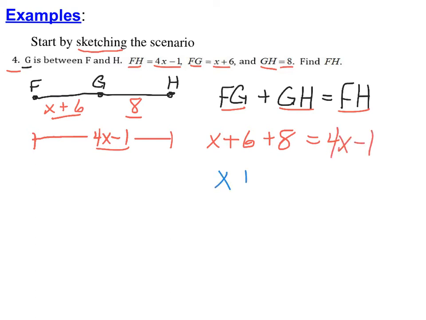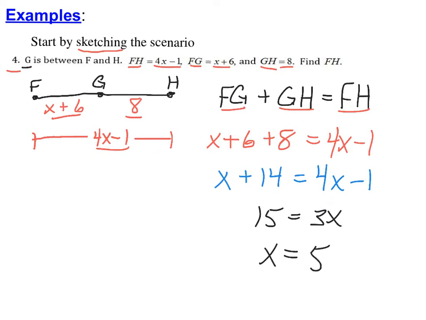Combine some like terms real quick. X plus 14 equals 4x minus 1. Balance our equation. It looks like I end up with 15 on the left, 3x on the right. So it looks like x equals 5.